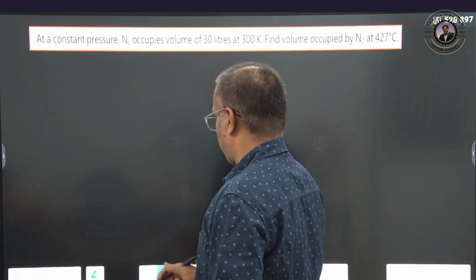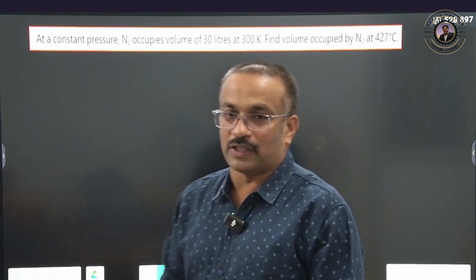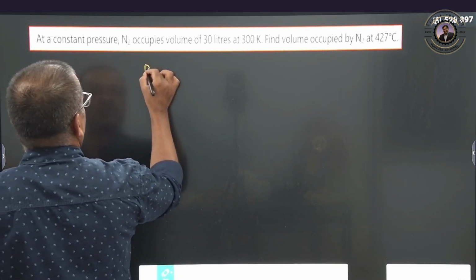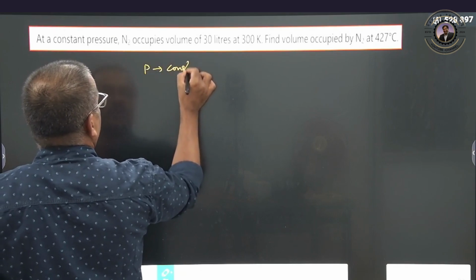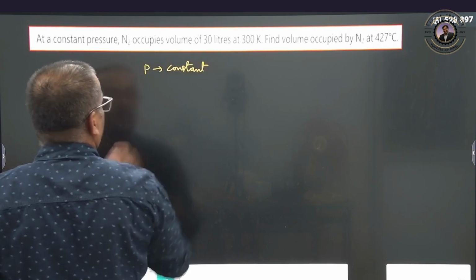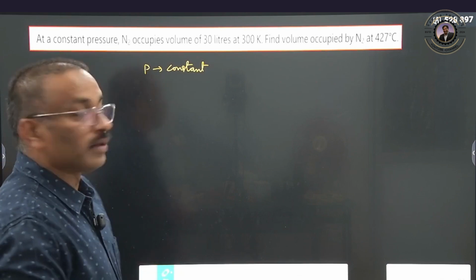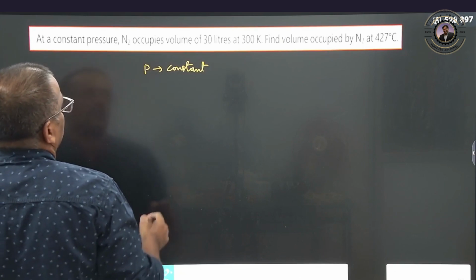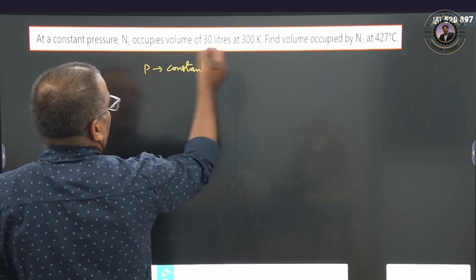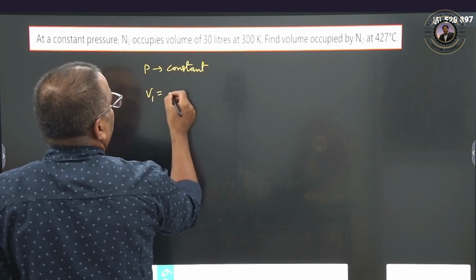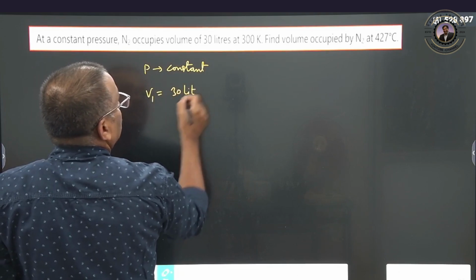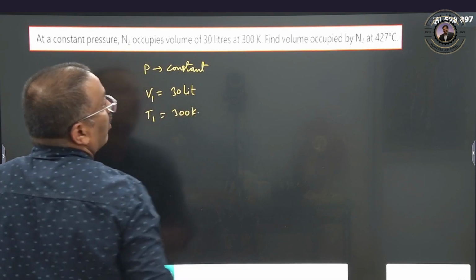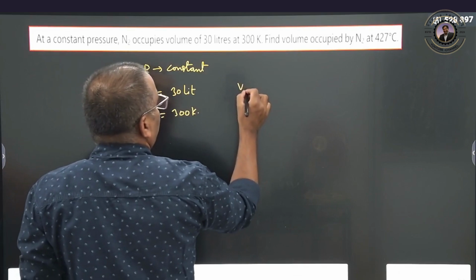Now, at constant pressure, pressure is constant, and that means you should know it is nothing but Charles's law. N2, nitrogen gas, occupies a volume of 30 liters, therefore V1 is equal to 30 liters at temperature T1 of 300 Kelvin. Now we have to find the volume, therefore we have to calculate V2.